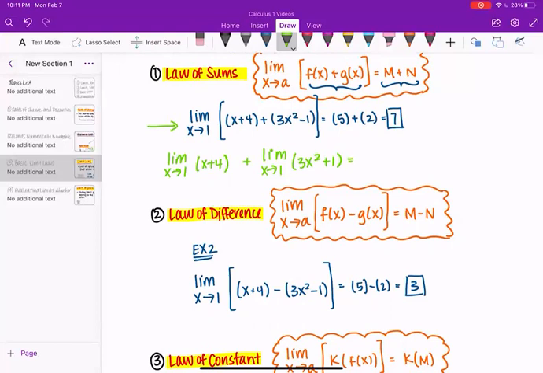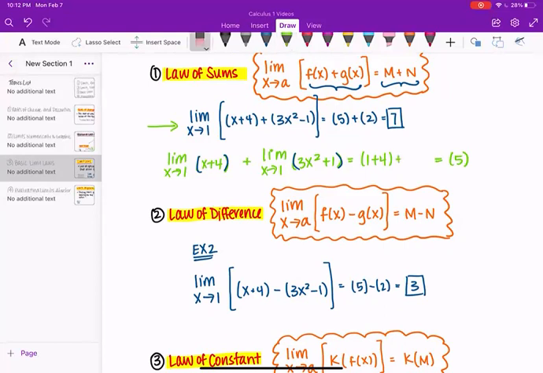As a reminder, we talked about this at the end of the last video. If the functions inside the limit brackets are both continuous, we can evaluate the limit by just plugging in the number that we're approaching. Because x plus 4 and 3x squared plus 1 are both continuous functions, we can evaluate them by just plugging in 1. So the limit as x approaches 1 of x plus 4 is 1 plus 4, which is 5. And the second one is the limit as x approaches 1 of 3x squared plus 1. That's going to be the same.